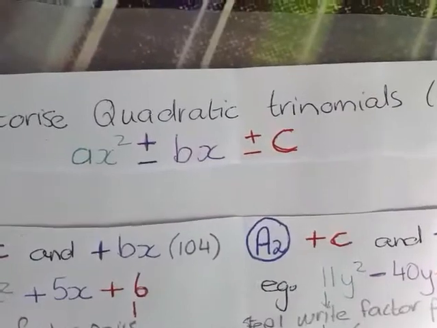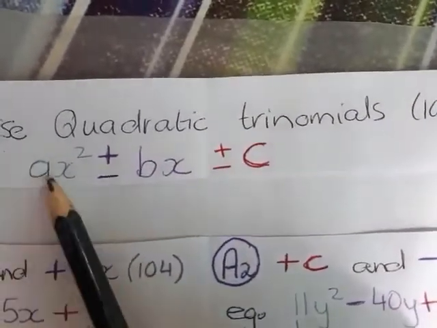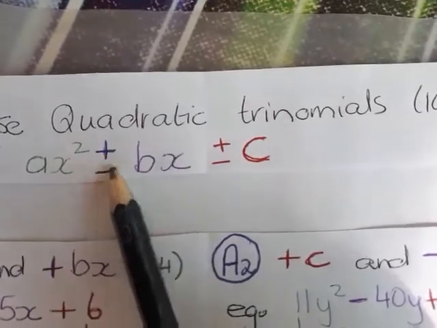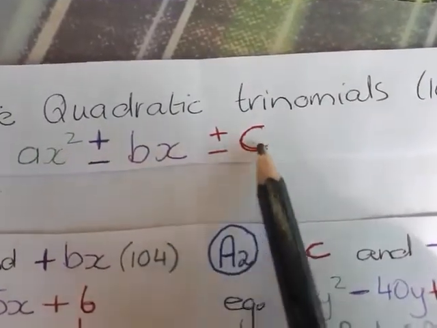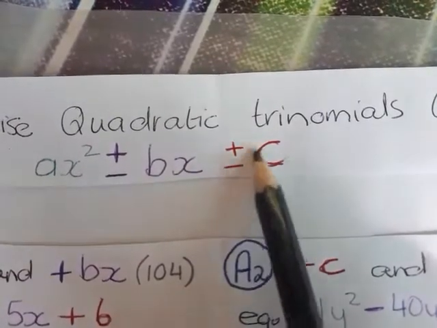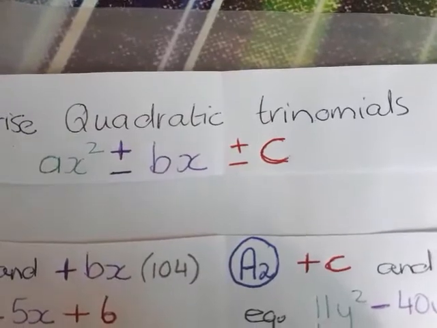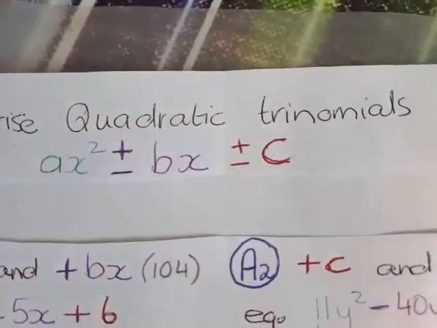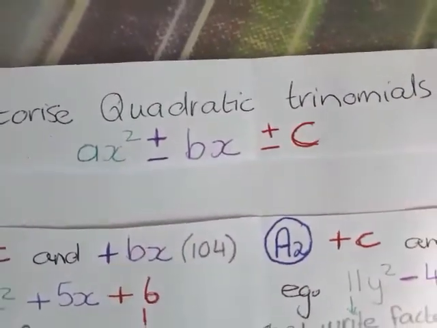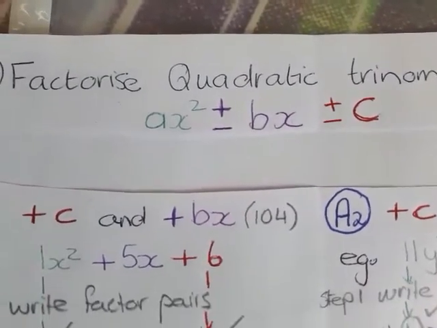Okay, now if we look at a quadratic trinomial, firstly, people, the general format is ax squared plus or minus bx plus or minus c. Now, this really is important, people, because these pluses and minuses are going to determine which method. And I'm going to give each of these methods a name or a letter again.